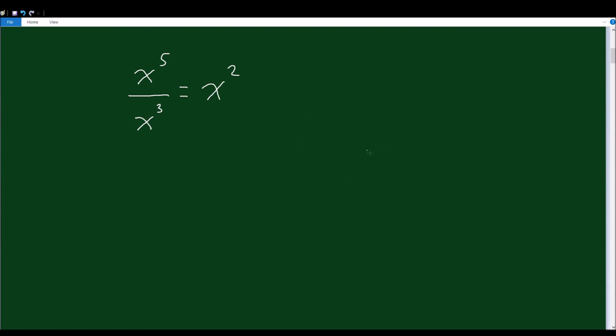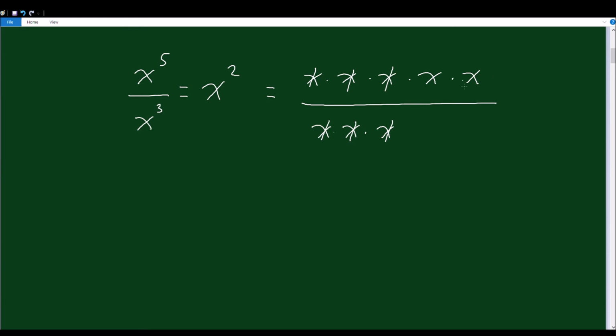Why is this correct? Well, another way to write this is x times x times x times x times x. X to the 5 means you have 5 x's being multiplied together. Similarly, x to the 3 is x times x times x. Okay, and from here we can see that some of these x's will cancel. Those two x's cancel, these x's cancel, these x's cancel. And all you're left with is x times x, which is equal to x squared.